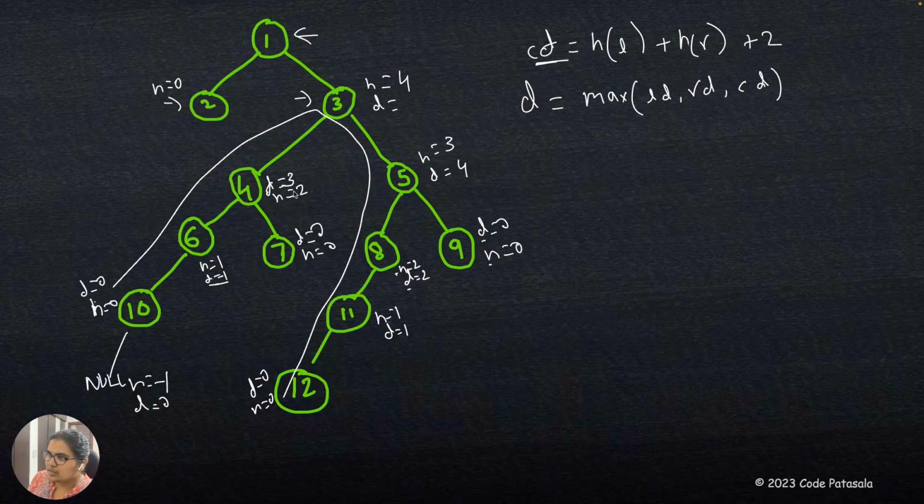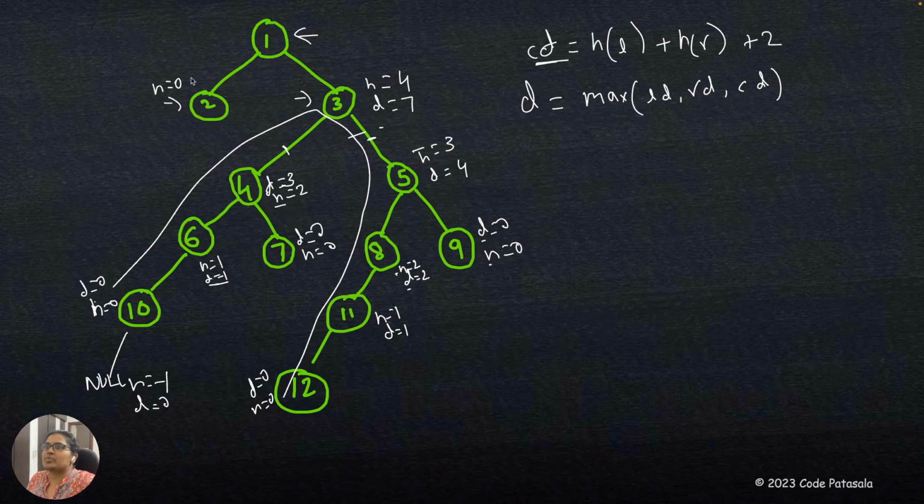Here 2 is the left height, 3 is the right height, and 2 plus 3 is 5, plus 2 for these two edges, gives 7. So 7 is bigger than both 3 and 4. So the diameter here would be 7.